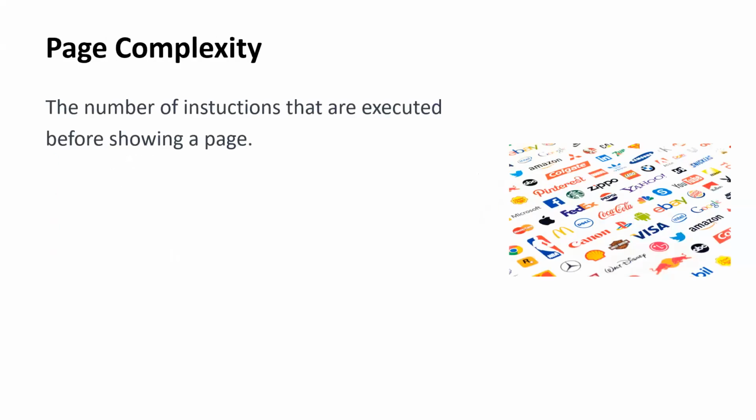Page complexity, that is simply the number of instructions that are executed before showing a page. I put a picture of a lot of brands on the right side, because that is usually the reason when this metric becomes high: you have a very large brand list, and you are doing a lot of filtering in between pages to filter out the brands that you would not want to show for this particular interview.